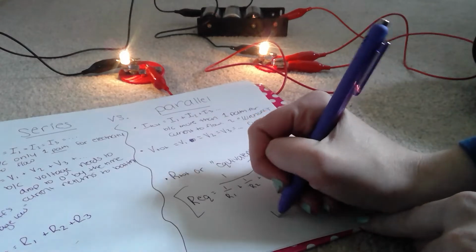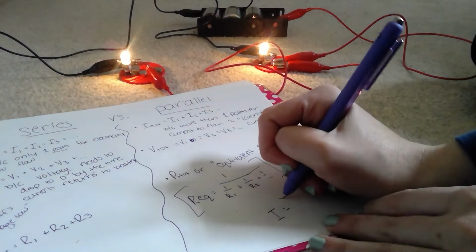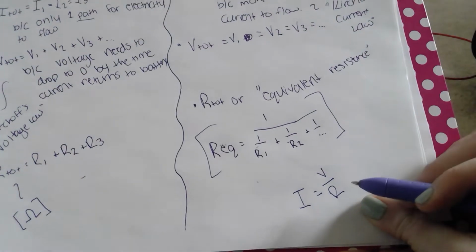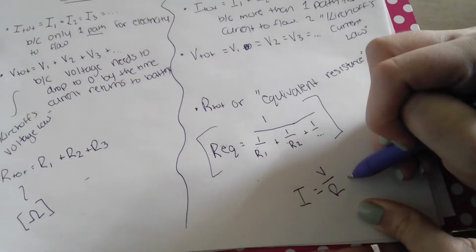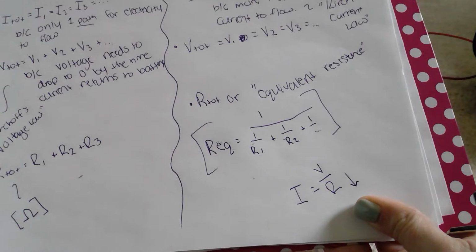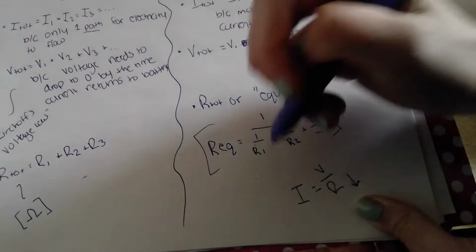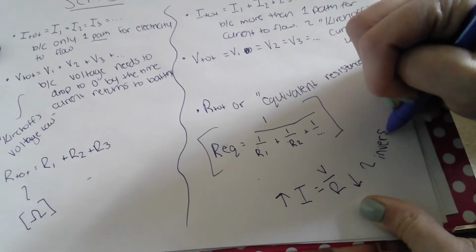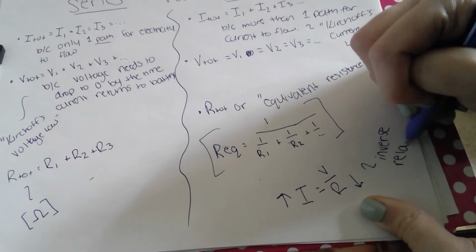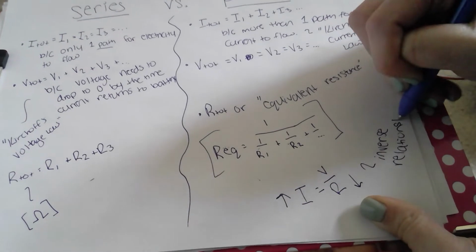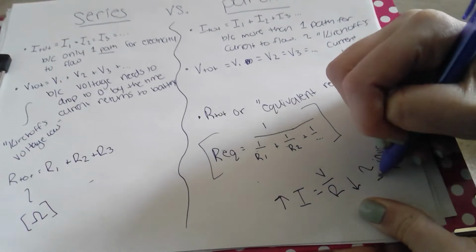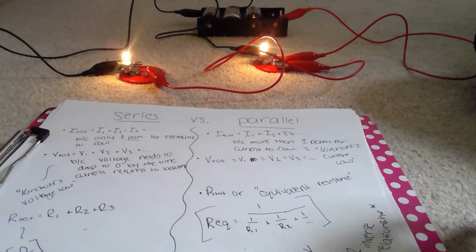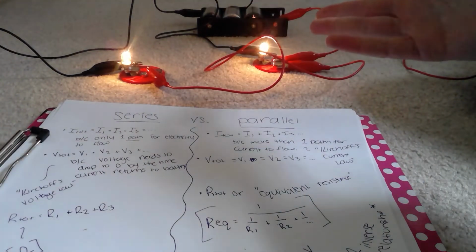And what does Ohm's law say? I equals V over R. As equivalent resistance goes down, what's going to happen to the current? It's going to go up, right? Because I and R share an inverse relationship. And this is important if you're an electrician or you're trying to wire something in your house, or you're trying to get a bulb to be bright or not bright.